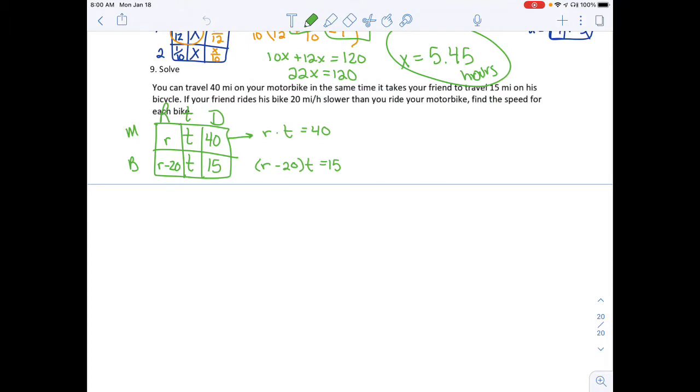Okay, so let's see, we were on the motorbike and the actual bike. On these problems, we tend to get the variable t by itself. So on the top equation, you're going to divide each side by r. That way you get t equals 40 over r. And that 40 over r is going to be really important to us.